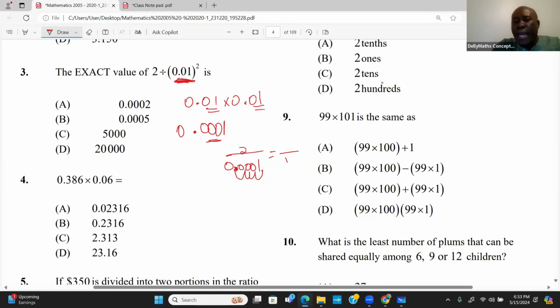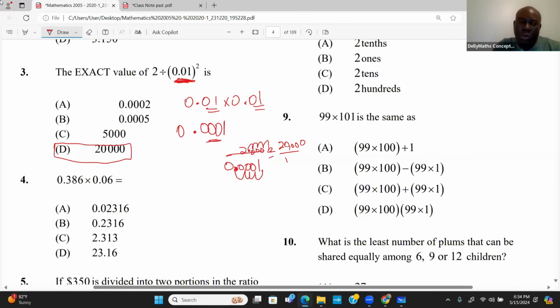And then while you're doing that, you would have to move the decimal point here 4 places, 1, 2, 3, 4. And every time you're moving it, you're adding zeros. So you end up with 20,000 on top of the 1. So your answer is actually 20,000. It doesn't matter what it looks like. You really don't need a calculator to work out your math.